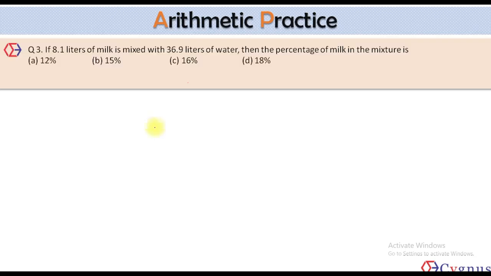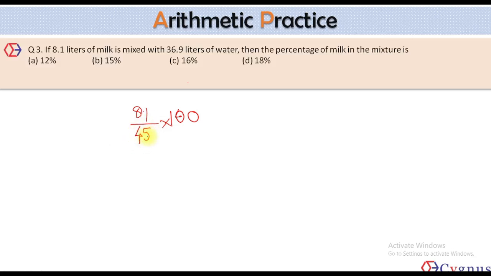Again, it's a very simple question. Percentage concept. 8.1 liters of milk is mixed with 36.9 liters of water. So the total quantity will become how much? 45. Then the percentage of milk in the mixture is, so quantity of milk is 8.1 out of 45. So this is how we can calculate the percentage.